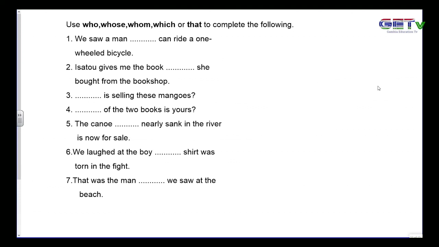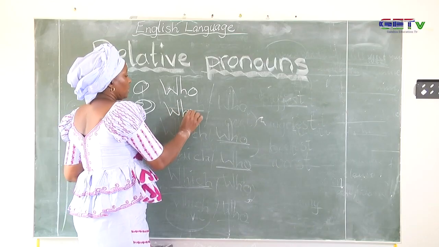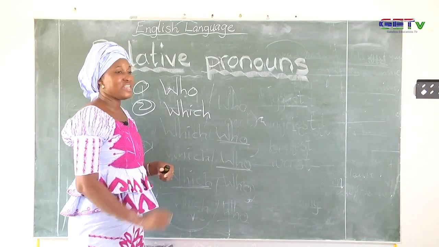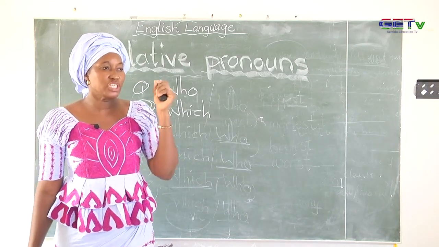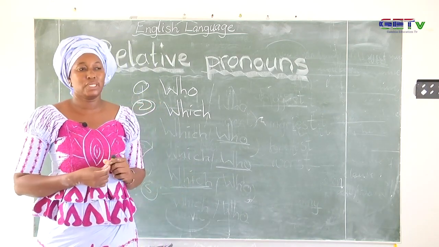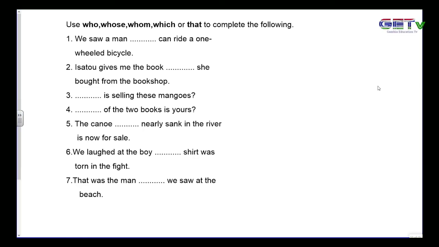2. Isadora gives me the book that she bought from the bookshop. Which? Isadora gives me the book which she bought from the bookshop. And 3. What is 3? Das is selling these mangoes.